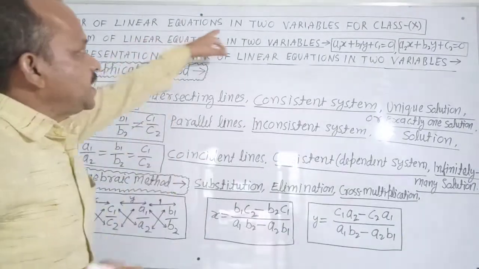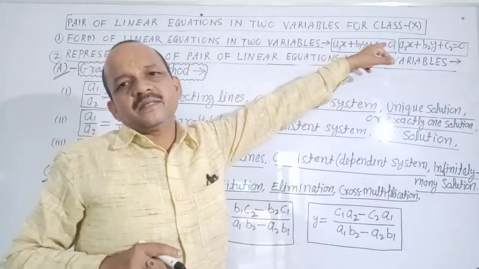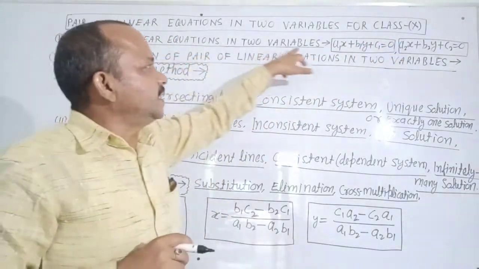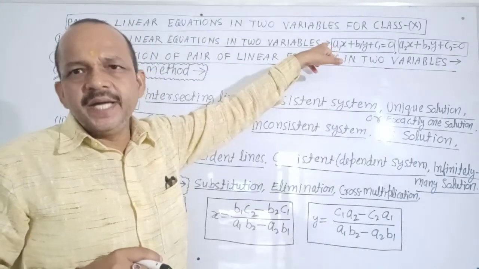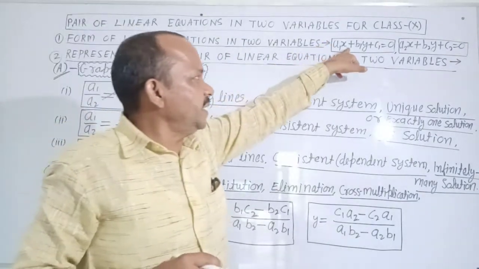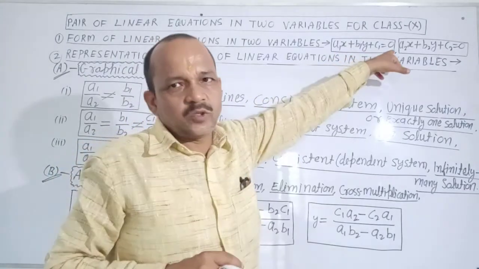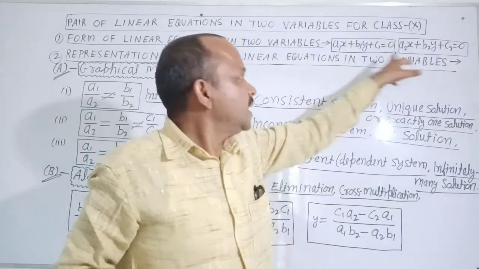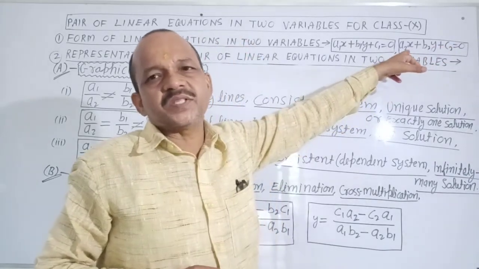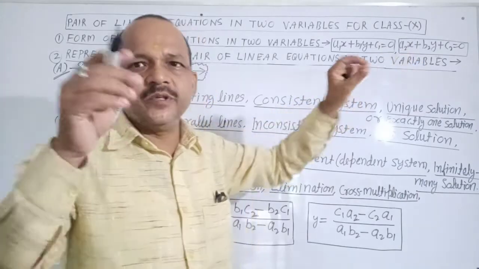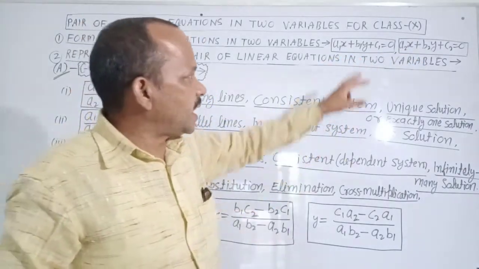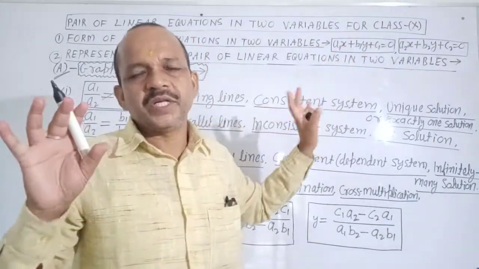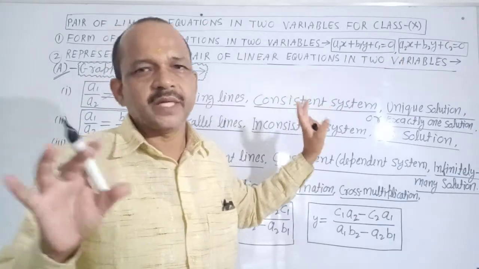Pair of linear equations in two variables for class 10th. It is clear. Form of linear equations in two variables: a1x plus b1y plus c1 equal to 0 and a2x plus b2y plus c2 equal to 0. It is the form of a pair of linear equations in two variables. You can solve your question very easily with the help of this form. So learn this form carefully. Clear? No confusion about it? Very good.